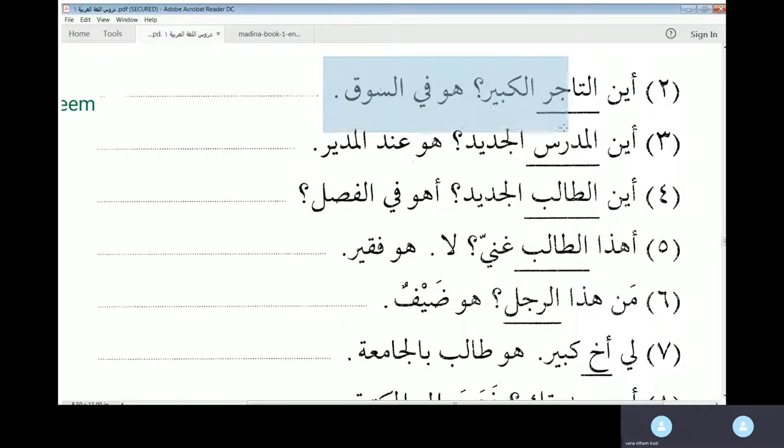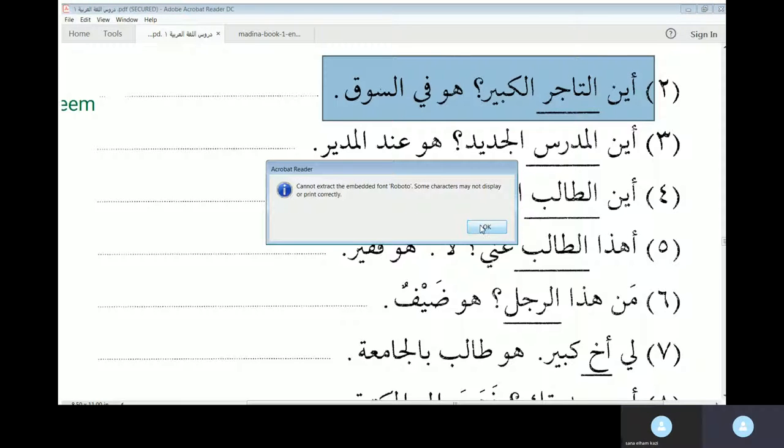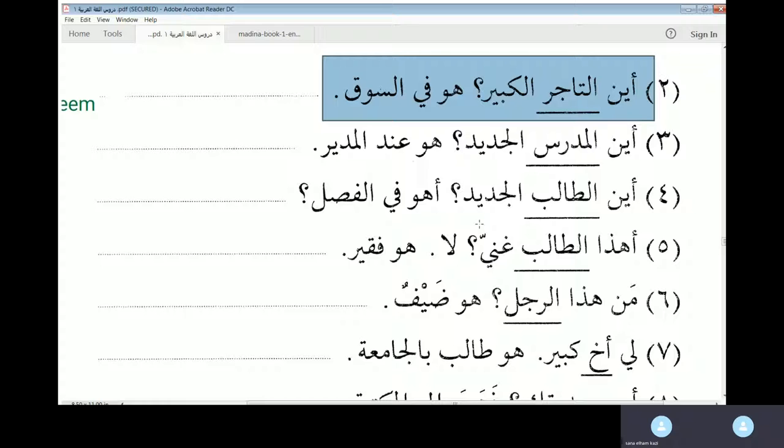Aina at-tajir al-kabir? Where is the big merchant? Huwa fis-suq, he is in the market. Aina tujjar? The plural of kabir is kibar. Aina at-tujjar al-kibar? Hum fis-suq, they are all in the market.